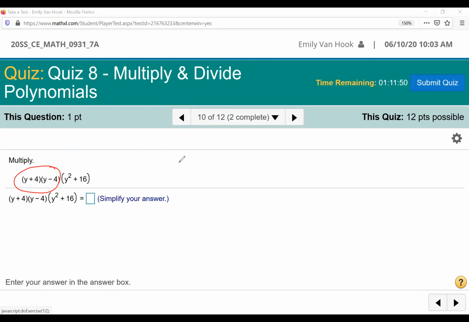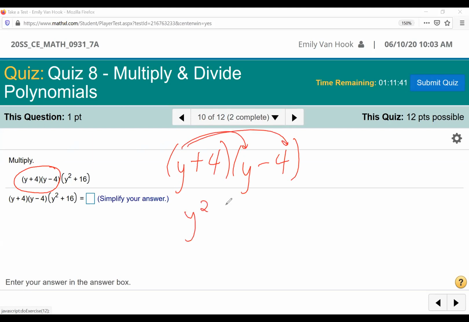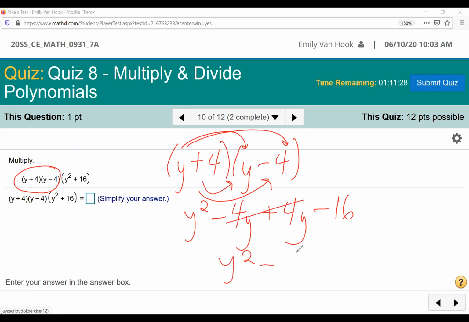So maybe we don't notice that there's a pattern here and we're just going to FOIL, no problem. So let's do that. y plus 4, y minus 4. So y times y is y squared, minus 4y. And then plus 4y, and then minus 4 times 4 is 16. Those middle terms would normally be combined, but in this case they cancel out. So I have y squared minus 16. Now I get to take the y squared minus 16 and multiply it by the y squared plus 16.